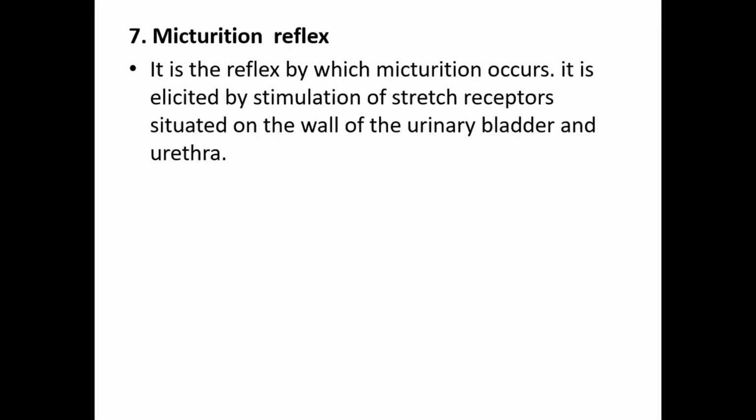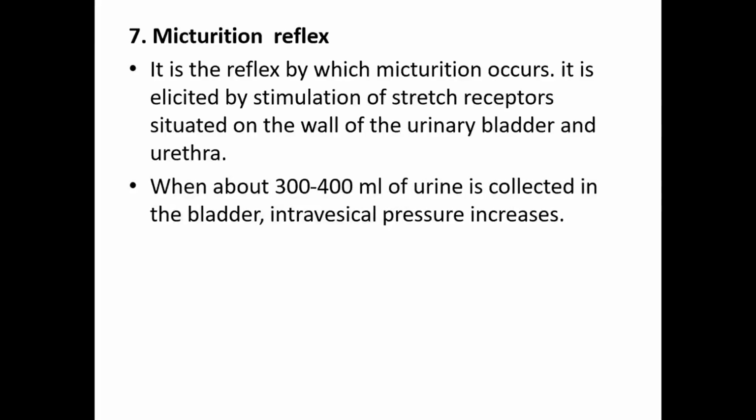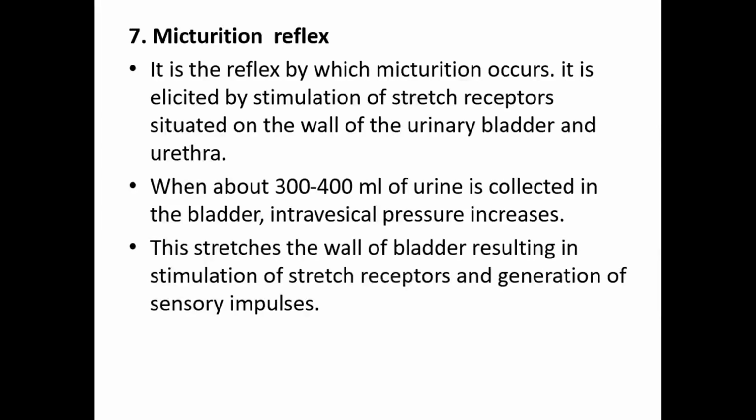Micturition reflex. It is the reflex by which micturition occurs. It is elicited by stimulation of stretch receptors situated on the wall of the urinary bladder and urethra. When about 300 to 400 ml of urine is collected in the bladder, the intravesical pressure increases. This stretches the wall of the bladder, resulting in the stimulation of stretch receptors and generation of sensory impulses.